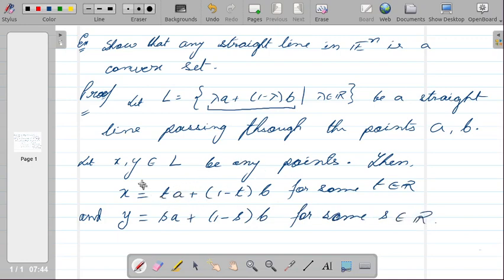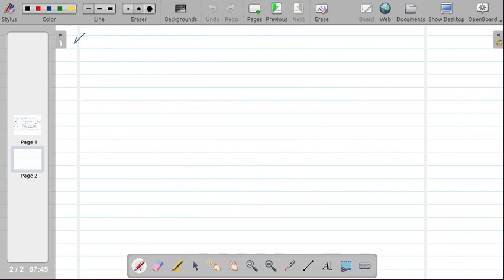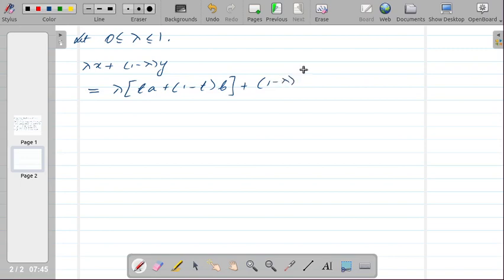Now I have to show that lambda x plus 1 minus lambda y, where lambda belongs to [0, 1], is an element inside this set, that is, it can also be expressed in this form: some scalar times a plus 1 minus that scalar times b. Let us try that. Let lambda be such that 0 is less than or equal to lambda less than or equal to 1. Now I have to show that the line segment joining x and y is also inside this. Therefore lambda x plus 1 minus lambda times y is equal to lambda times (t a plus 1 minus t times b) plus 1 minus lambda times (s a plus 1 minus s times b).